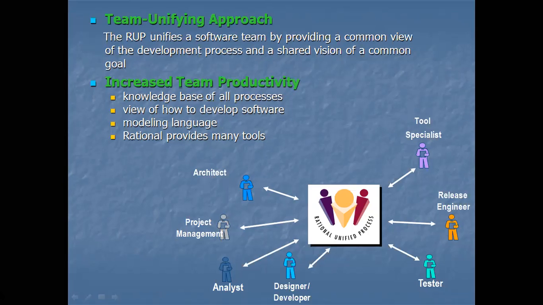Here you can see that with this Rational Unified Process, many people are working together. They can be architects, project management people, analysts, designers or developers, testers, release engineers, or tool specialists. All these people will be together to provide any kind of service if you want to increase your productivity or performance.